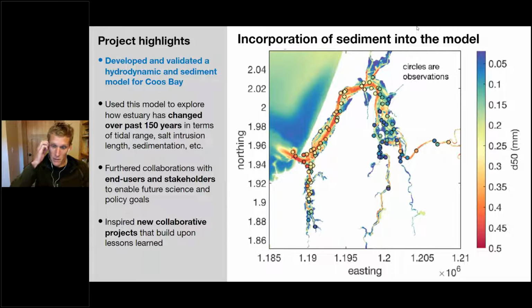But to get it initialized, like I mentioned before, you need to have some observations. And that's what's being shown here: grain size observations. The circles are the observations, and the background is the sediment bed grain size from the model itself. And if you sort of glaze your eyes and look at it, it does a pretty good job at the big picture characterization of the sediment bed in the estuary.